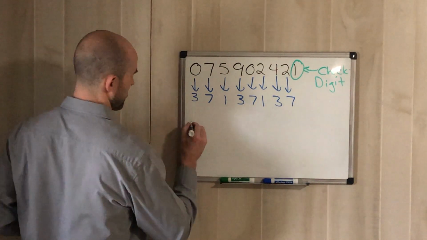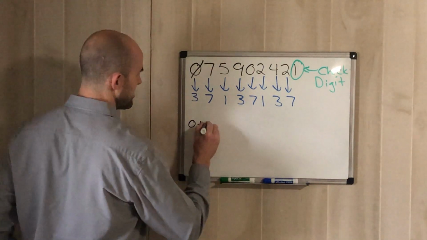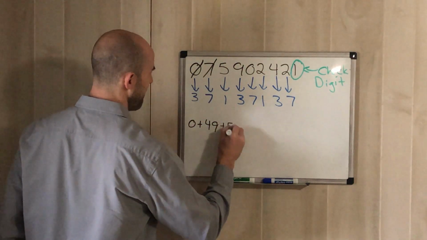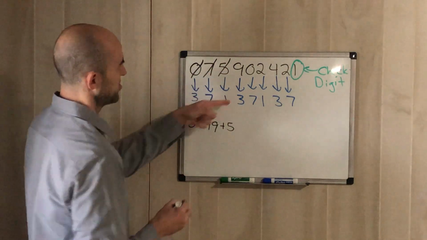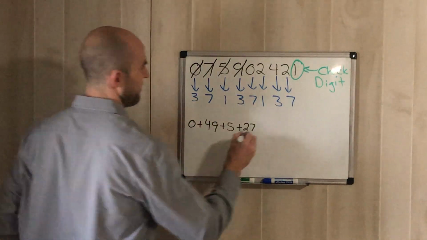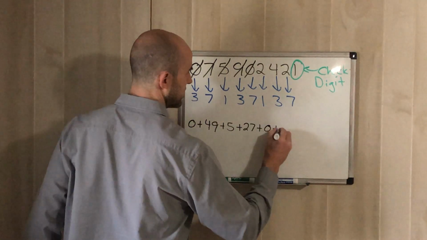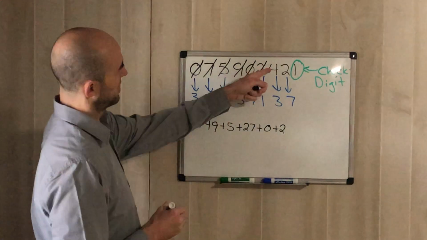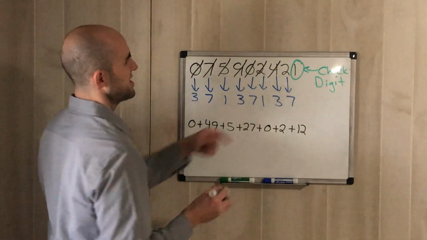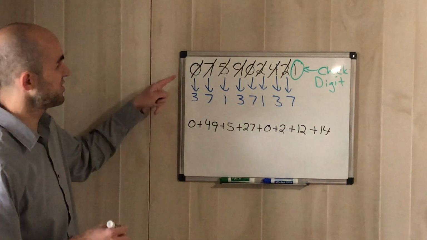First one, 0 times 3 is 0. We did that one. 7 times 7 is 49. We did that one. 5 times 1 is 5. Did that one. 9 times 3 is 27. Did that one. 0 times 7, 0. Did that one. 2 times 1, 2. Did that. 4 times 3 is 12. We did that. 2 times 7, 14. We did that. Right? So we went through all the numbers and we just multiplied them.